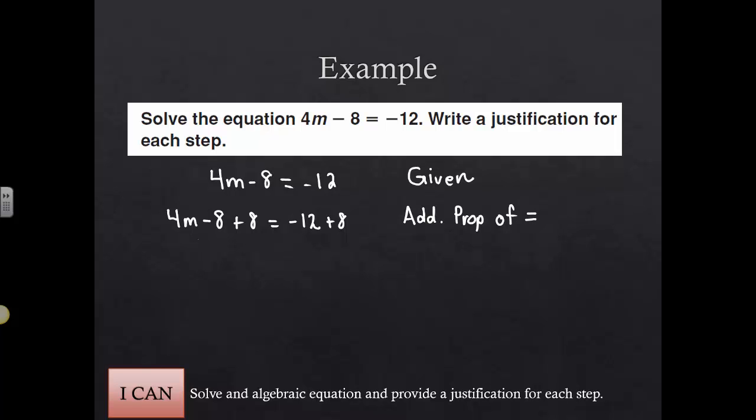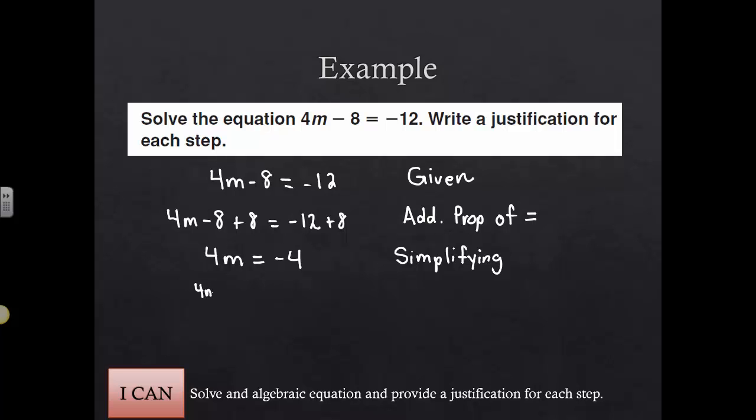And then for my next step, I'm just going to combine these like terms, so I'm left with 4m equals, and I'm going to combine these like terms over here, so I'm left with negative 4. Whenever you're just doing the arithmetic, negative 8 plus 8 or negative 12 plus 8 on either side, and you're not changing each side, you are allowed to just say, I'm just simplifying here. That's your justification. You're just adding the numbers together. You're simplifying.